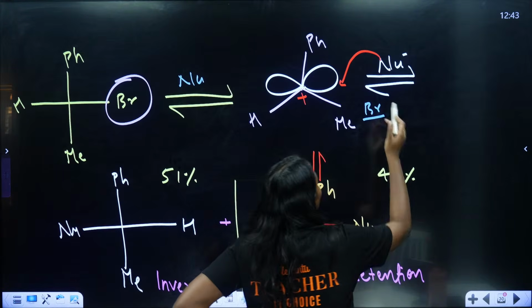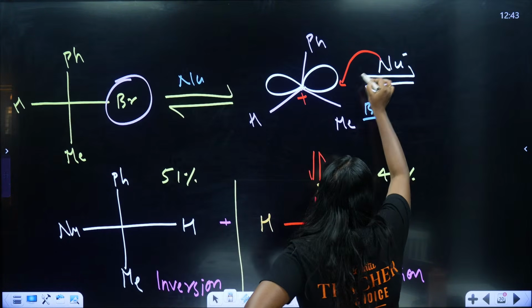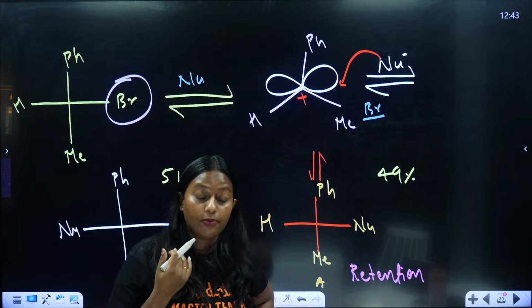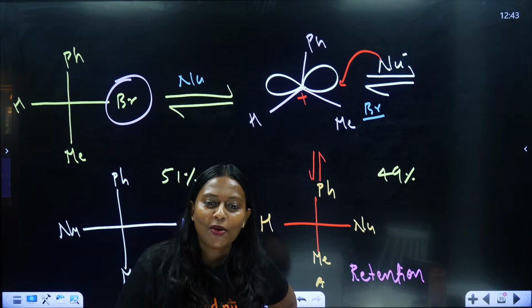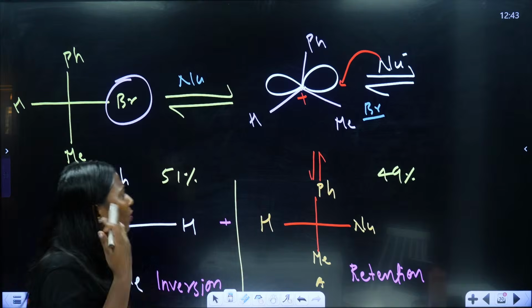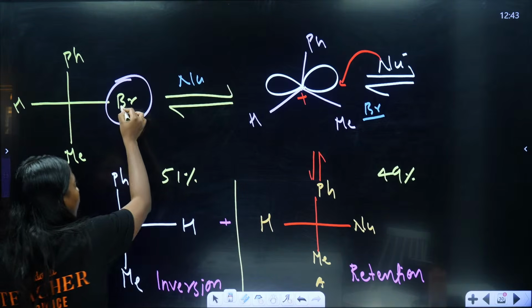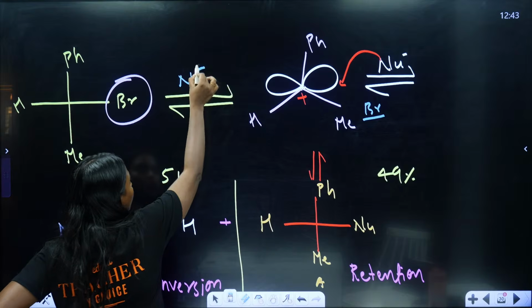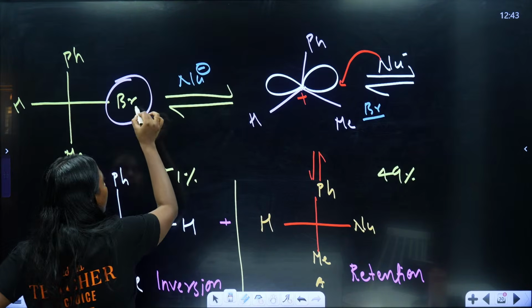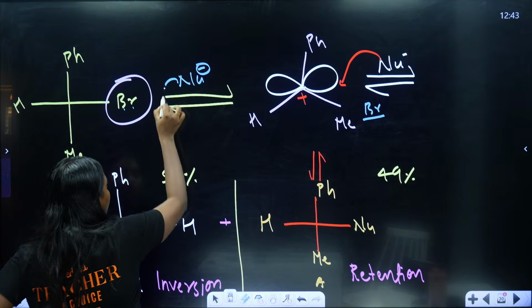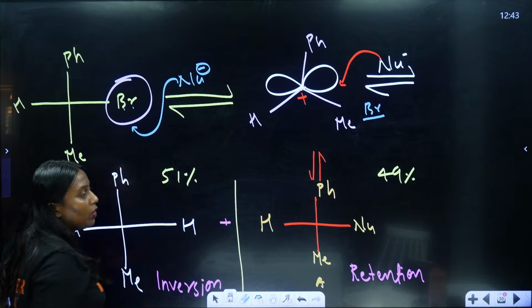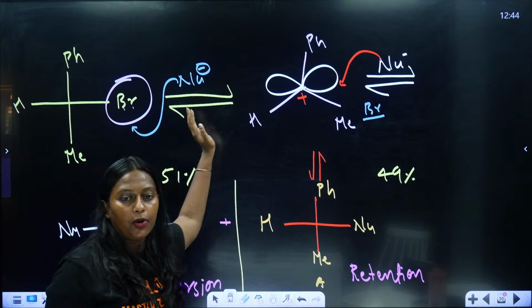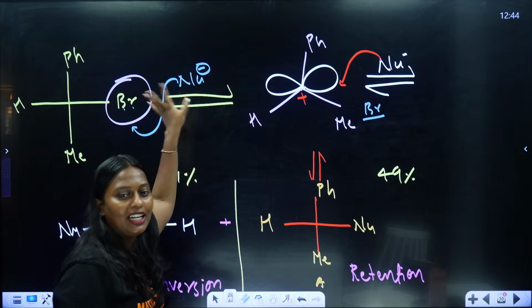bromine. We know that bromine contains a lone pair of electrons. Why am I saying bromine? Bromine contains lone pair of electrons, and the nucleophile also has a negative charge. So when it attacks from the same side, what will happen, you can see. After the bromine leaves, it is still present nearby.